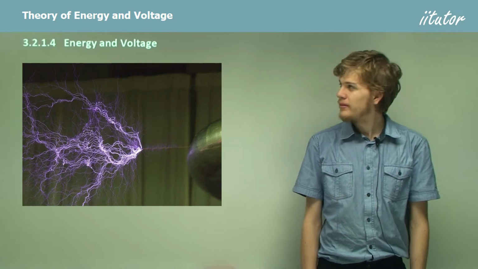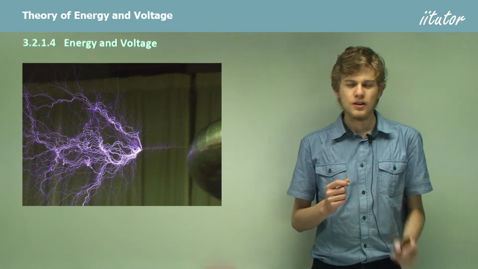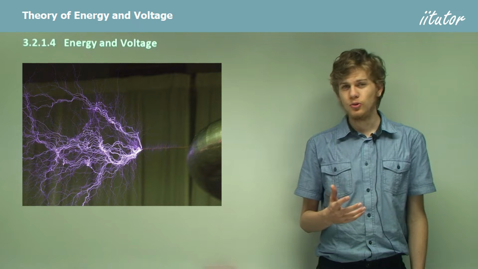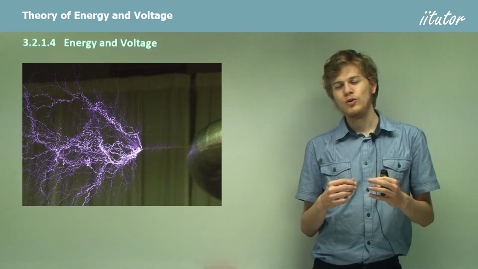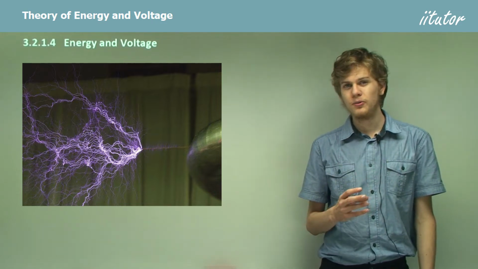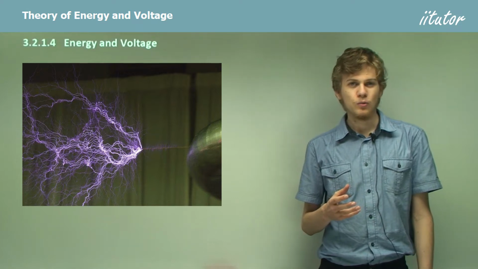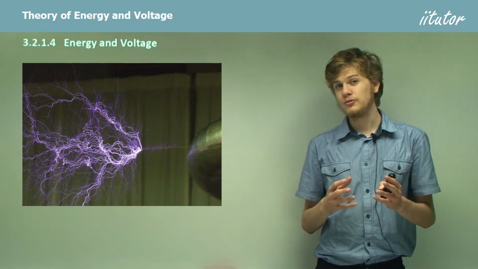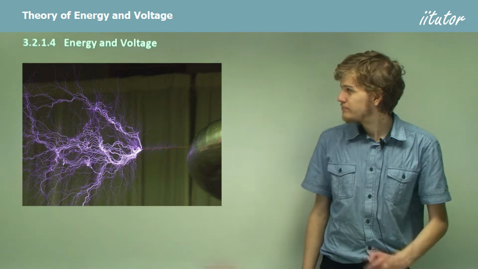Hi everyone. Today we're going to be talking about energy and voltage. We've learned a bit about electric fields already. We know that when a particle is in an electric field, it will be attracted or repelled by the charge that's creating that field. So where does the energy for this movement come from? Well, when a particle is in an electric field, we say that it has electric potential energy.